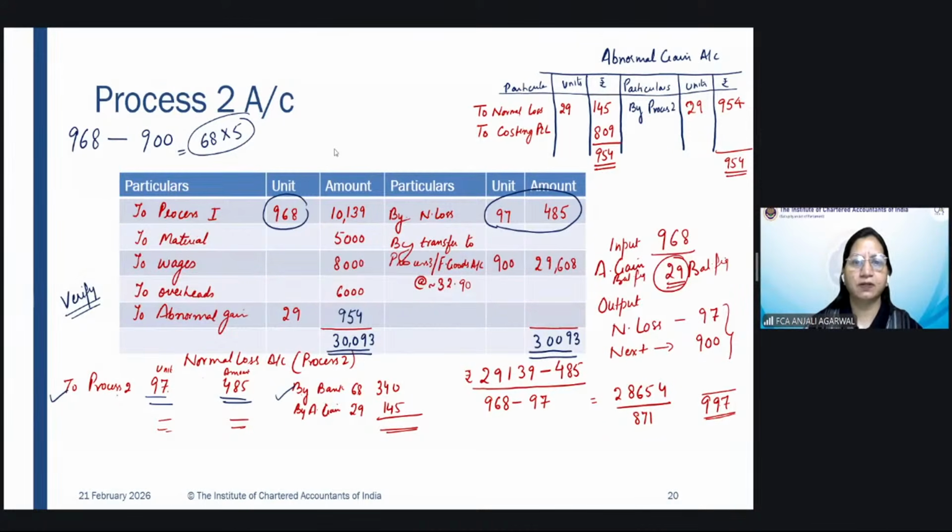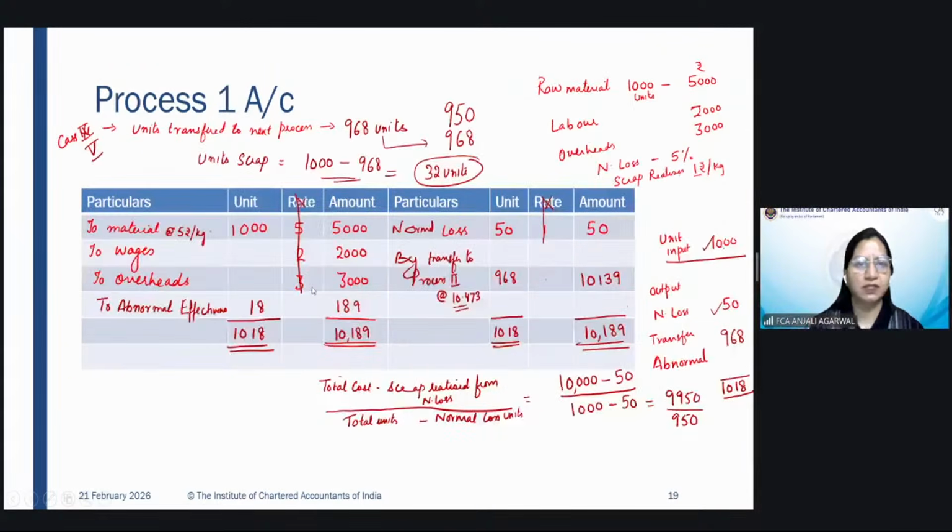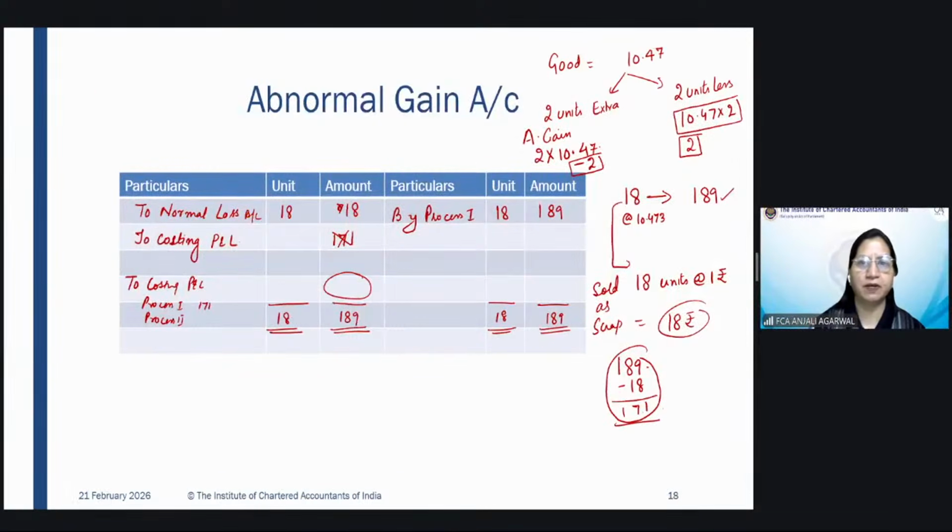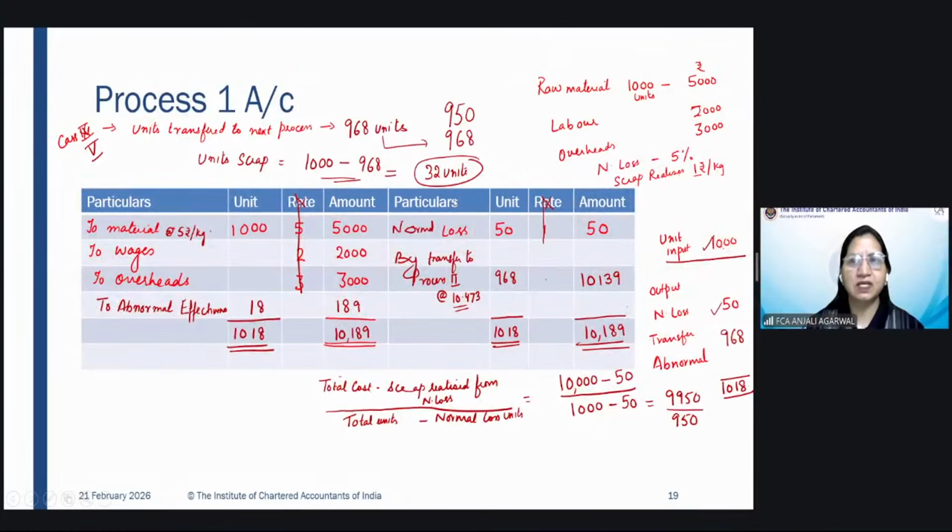So if we prepare a separate account for abnormal gain account process 2, then this is the step. Alternatively, we have seen that in the previous, we have already prepared abnormal gain. So I can write here 809 and the total can move to costing P&L account. 954. Okay. You prepare the separate accounts only. That will be easier for you.